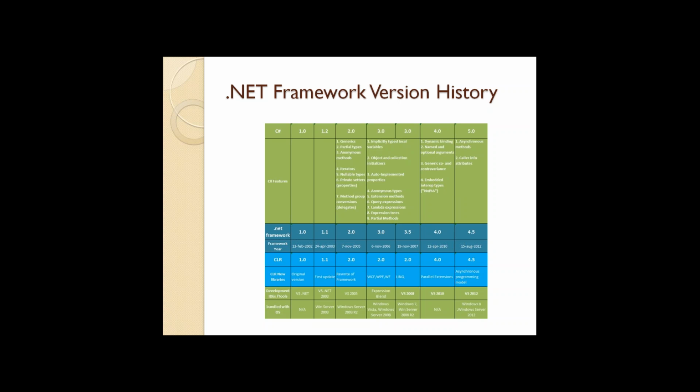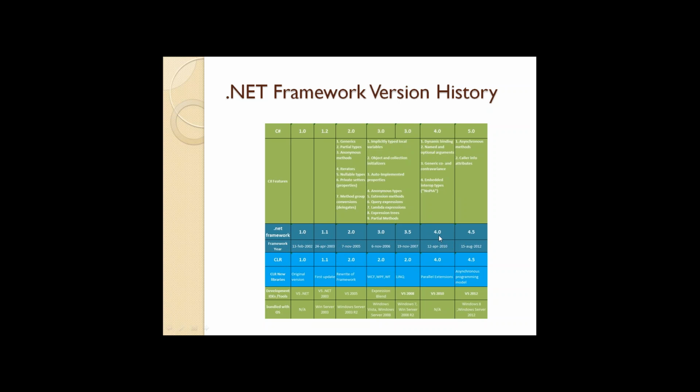Now see the CLR version. Along with .NET Framework 1.0, CLR is one of the major components in the .NET Framework, right? So along with 1.0, we have CLR version 1.0. Along with .NET Framework 1.1, the CLR version is 1.1. In .NET Framework 2.0, the CLR version is 2.0. In .NET Framework 3.0 and 3.5, we have CLR version 2.0 only. That was a very successful version.